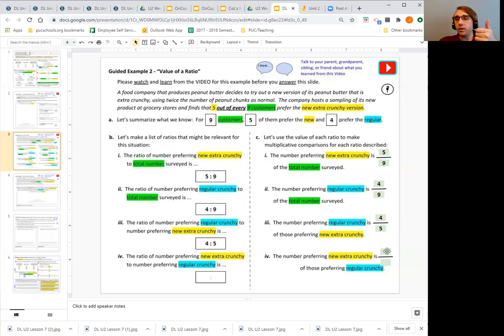And then we're going to reverse that. So in the same way that you switched the numbers for part IV over here, you're going to switch the numbers from this fraction so that now it's an improper fraction. We have more people who prefer the new, so the top number is a bigger number than the bottom.